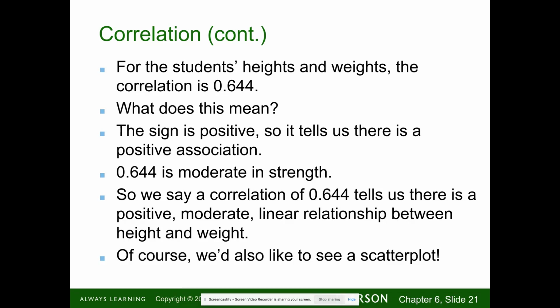The correlation is 0.644. Well, it's a moderate strength. The closer we get to 1 or negative 1, if it's a negative correlation, the closer we get to 1.0, the stronger the association is. 0.6 is moderate. It's not great, but it's not bad.